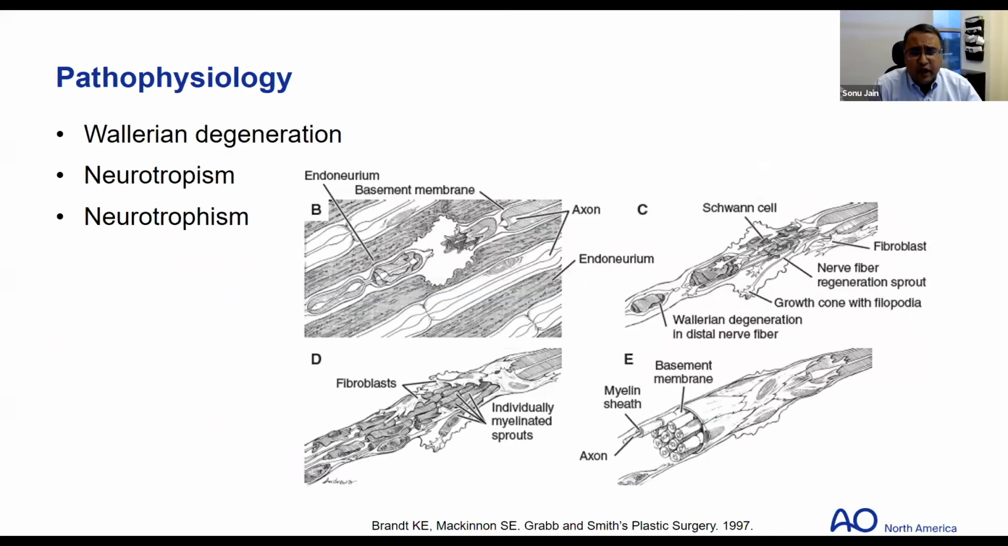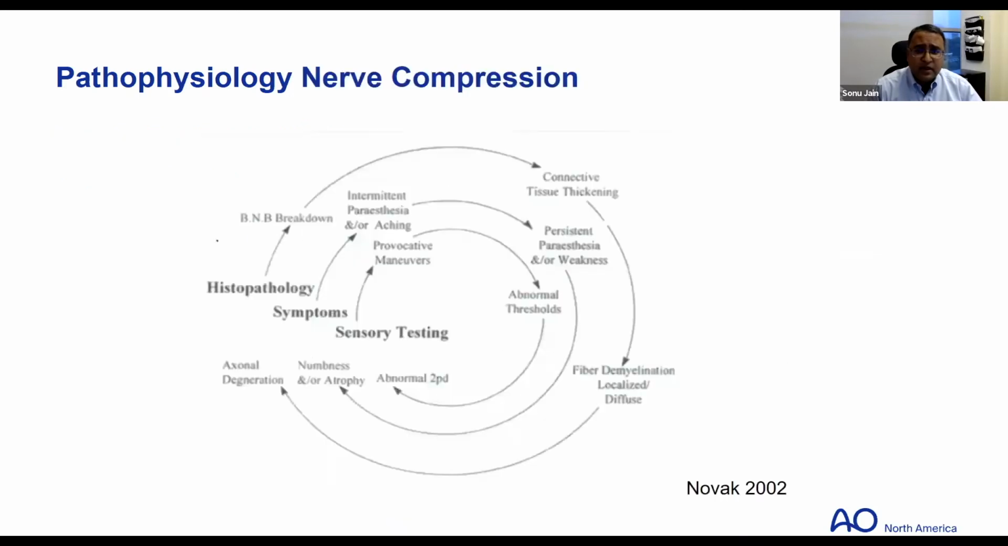So pathophysiologically, what happens to the nerve? Wallerian degeneration, you hear that term, is degeneration distal to axonotmesis, where you have injury to the axon, and you have neurotropism, which is a chemotactic gradient toward the distal nerve stump, which helps attract that nerve to the distal stump to enable it to heal. And also neurotrophism, which is a nutritional support that's provided to those axons when they connect to that distal stump. So that previous slide is more relevant to actual traumatic nerve injury.